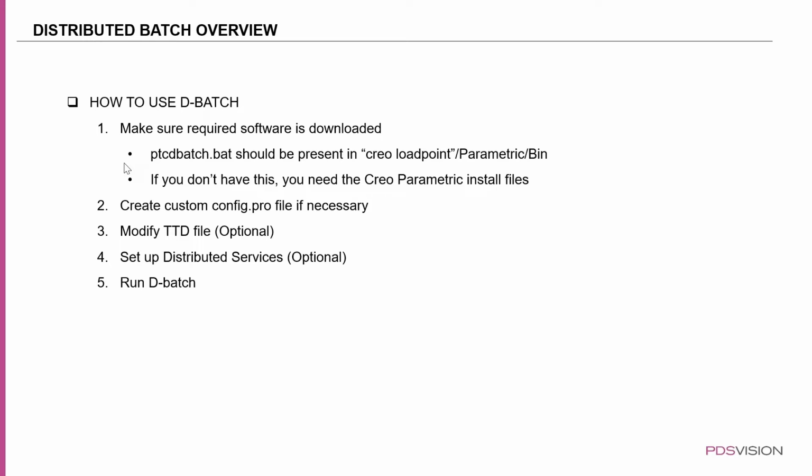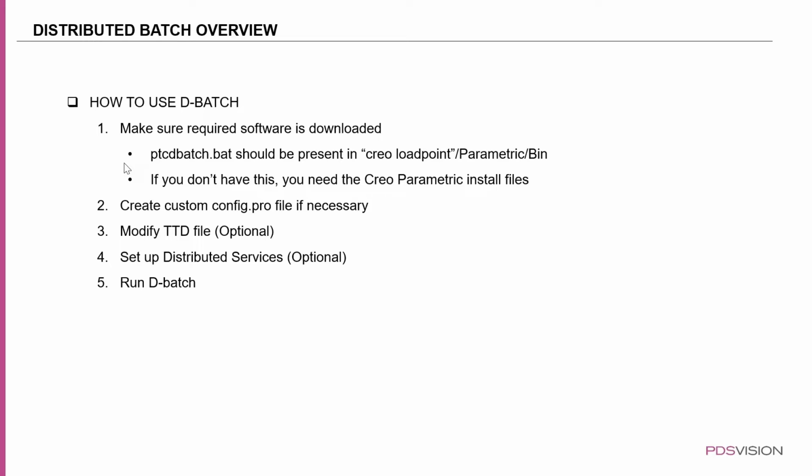Some operations are going to require a custom config.pro file. For example, if we're running a map key, the way we're going to run a map key is by saving that map key as a config.pro. So sometimes we will have to put a config.pro into distributed batch. So we'd set that up if necessary. We would then modify the TTD file if necessary as well. I'll go over that in my demo, just a case where we'd want to do that.